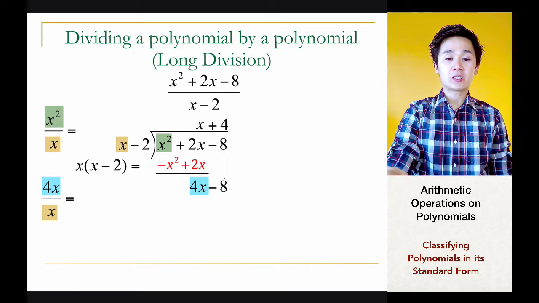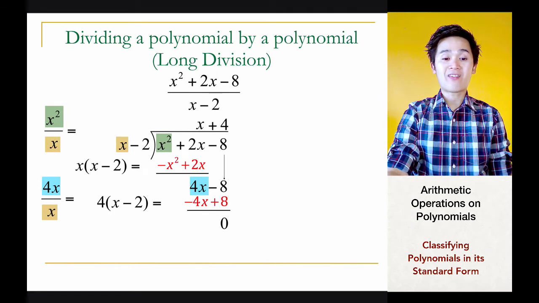And just like long division, we will multiply 4 by x minus 2, so we'll end up with 4x minus 8. And by subtracting it, we will change the sign of our bottom polynomial, and it will turn into negative 4x plus 8. And by combining like terms, you will notice that both the first term and the second term are zero pairs, so we'll end up with 0 as our last level. And when we have 0 at the last stage of our long division, we know that we don't have a remainder, which means x minus 2 is one of the factors of x squared plus 2x minus 8.